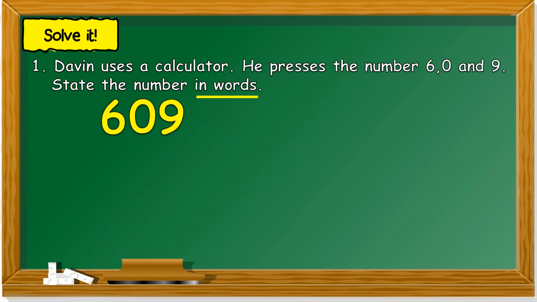So, you determine first. 9 is ones. The 0 is tens. 6 in the place value of hundreds. When you write it in words, it's 600s. And since there's no tens, we write it as 609.